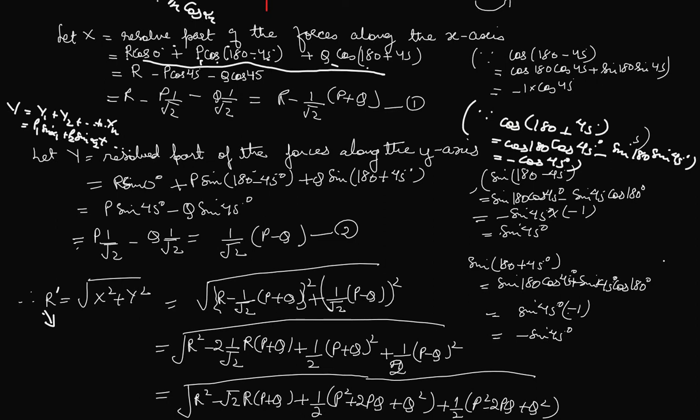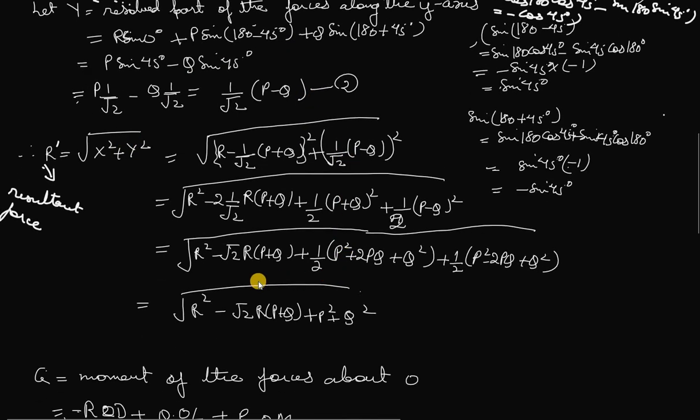So usually we denote R as the resultant, but here I have changed it to R prime, that is the resultant force, so that you will not get confused with the force R given in the question. R prime here stands for the resultant force, which is given by the square root of x squared plus y squared, where whatever x you get in equation 1, replace it by this value, and whatever y you get in equation 2, you replace it in this square root.